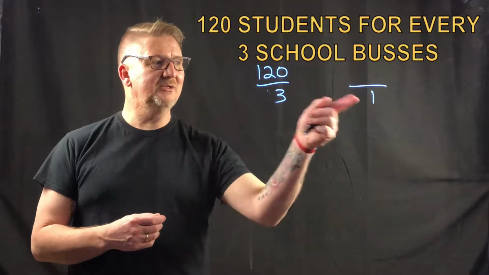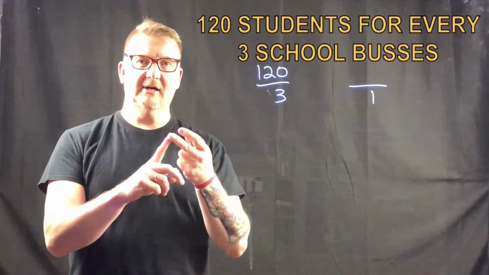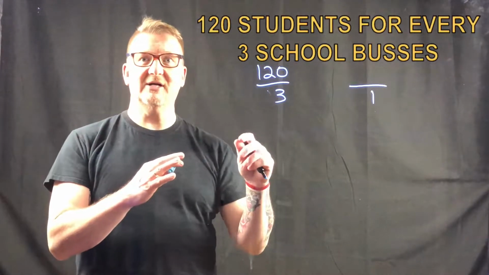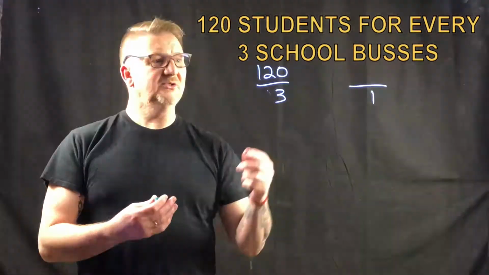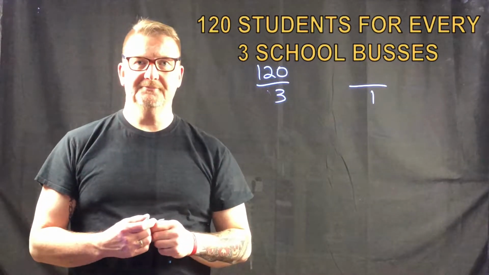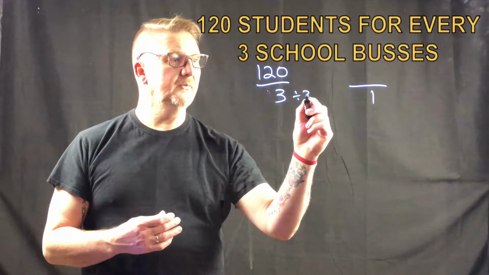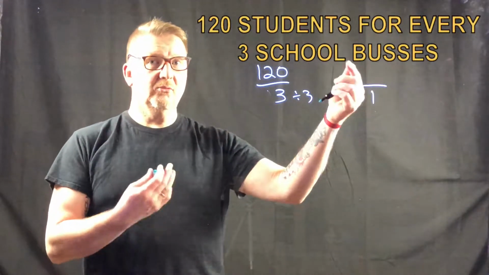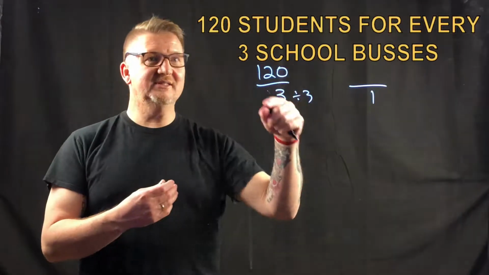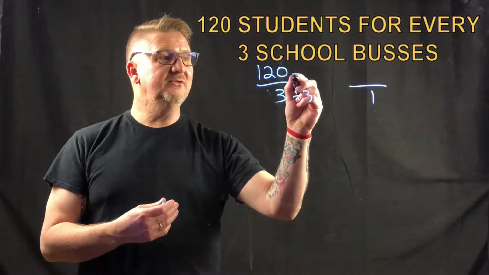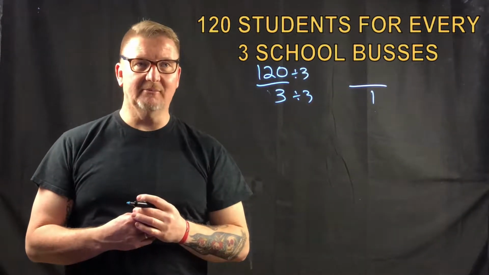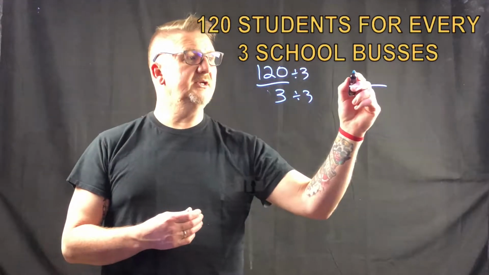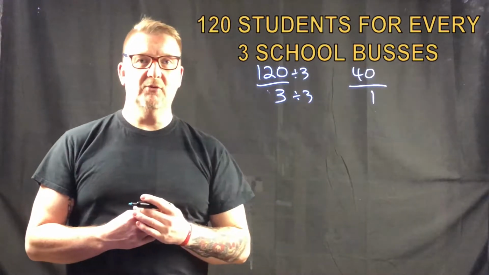There's only 2 ways I can reduce a number like that. I can either subtract or I can divide. In this case, I want to divide. Whenever you're simplifying fractions, you always divide. So what can I divide 3 by to get 1? 3. So in order to keep this fraction or rate or unit rate equivalent to this rate, I have to do the same thing to the top that I did to the bottom. So I'm dividing 120 by 3. 120 divided by 3 is 40.